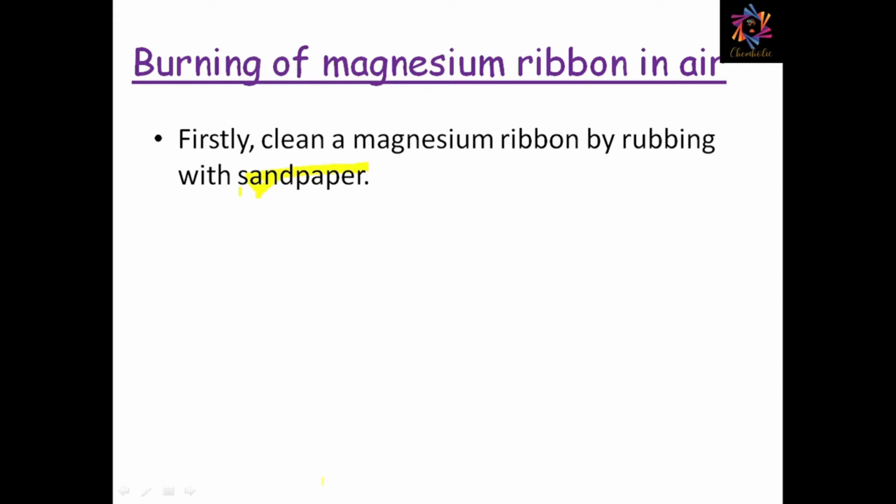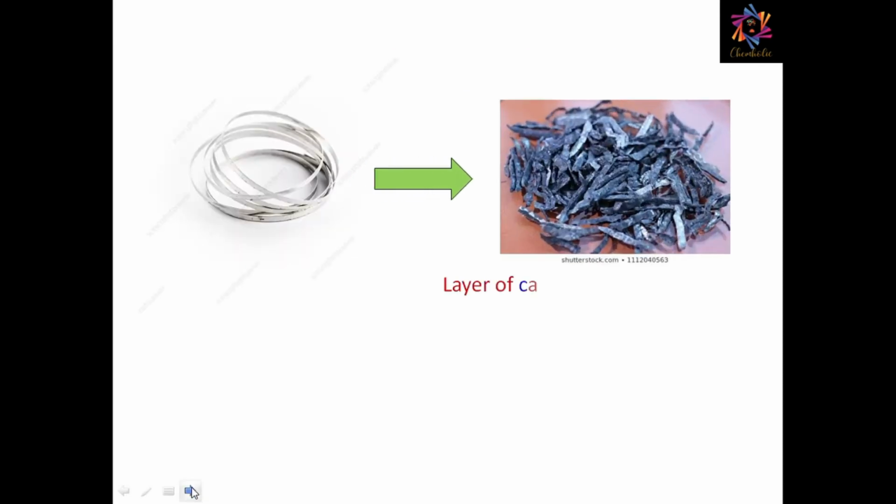Do you think why we are doing all these things? Here's the solution, guys. Now you see this first picture of magnesium ribbon. Now you see the transformation. When the magnesium is exposed to the humid atmosphere, it acquires a layer of carbonate on its top. The formula, if I tell you, is MgCO3.